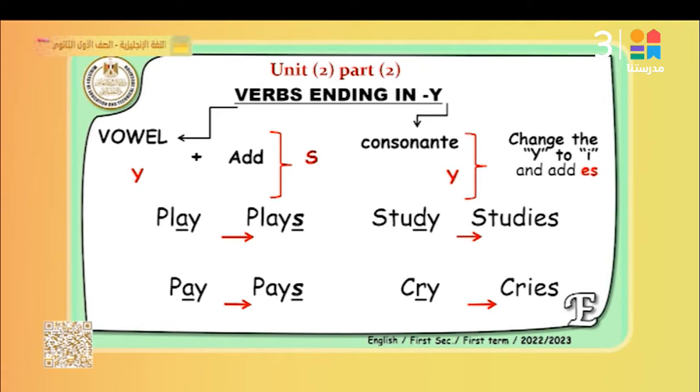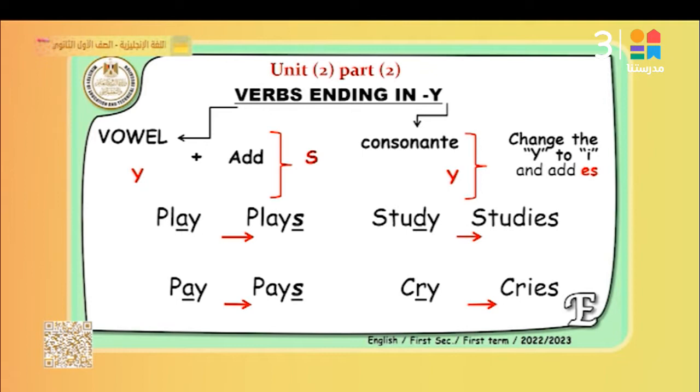So look at study. It will be studies. Cry, cries. The rule here is that if there is a vowel before the letter y we don't change the letter y. If there is a consonant we change the y into i.